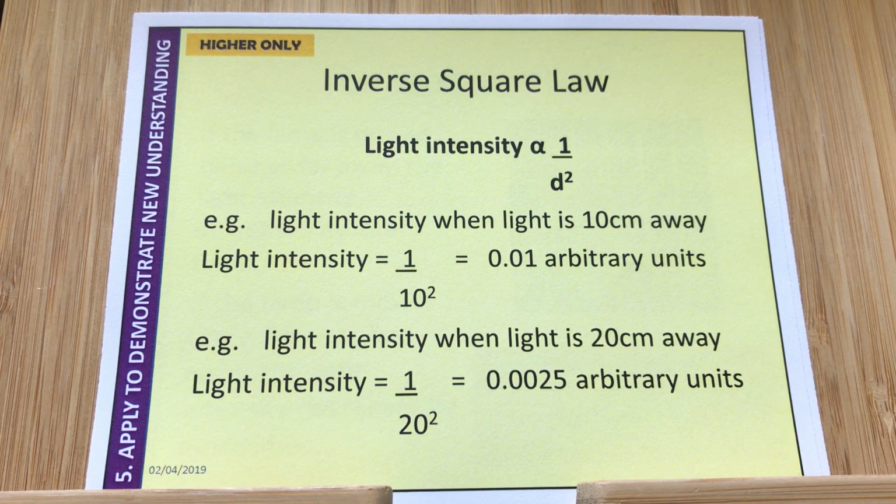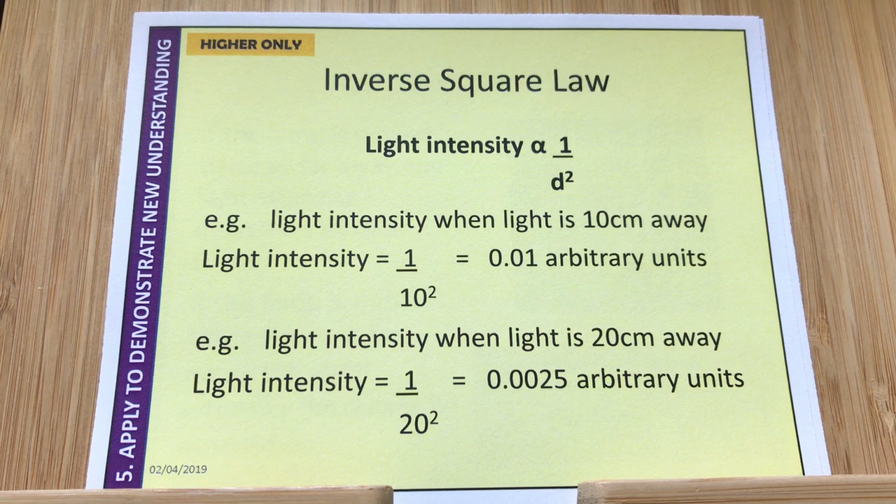So, if the light is moved 20 centimetres away, then 1 over 20 squared is 0.0025 arbitrary units. Okay, much, much, much smaller than if you move it only 10 centimetres away.